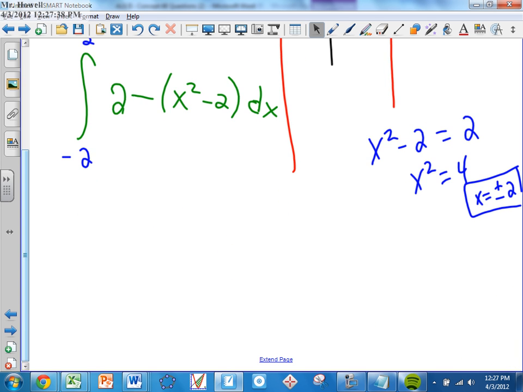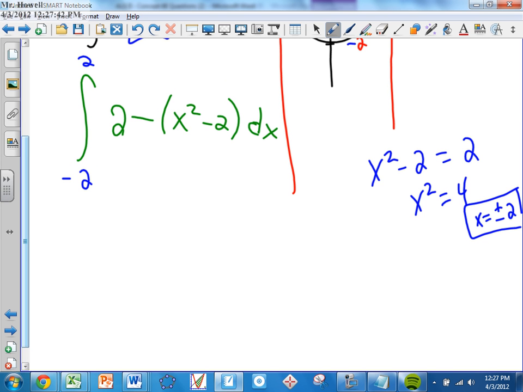Guys, I would simplify before I integrate, wouldn't you? Look at the integrand on the inside. 2 minus x squared minus negative 2. What's minus a minus? Positive. So this is really 4 minus x squared. That's what I'm really integrating right now.